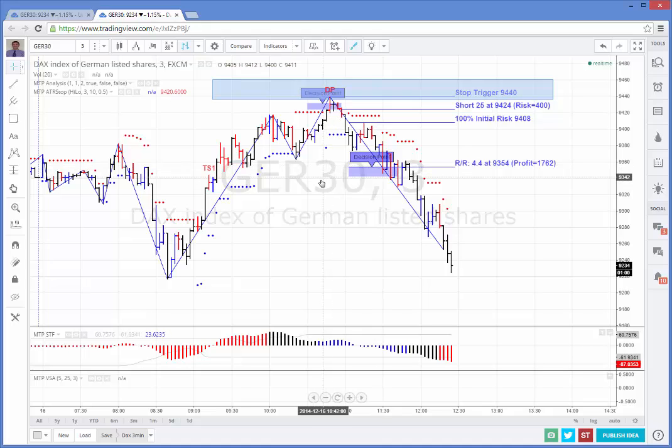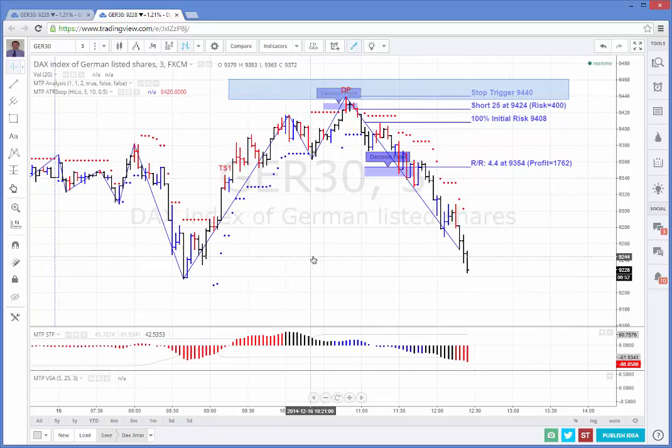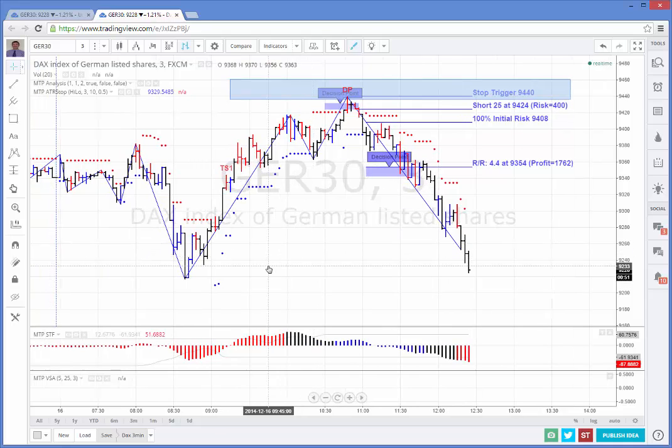And this is why we focus on this at MTPredictor, because the only thing you can control in your trading is your initial risk. In other words, you keep your losses small. So this is what we tend to do at MTPredictor.